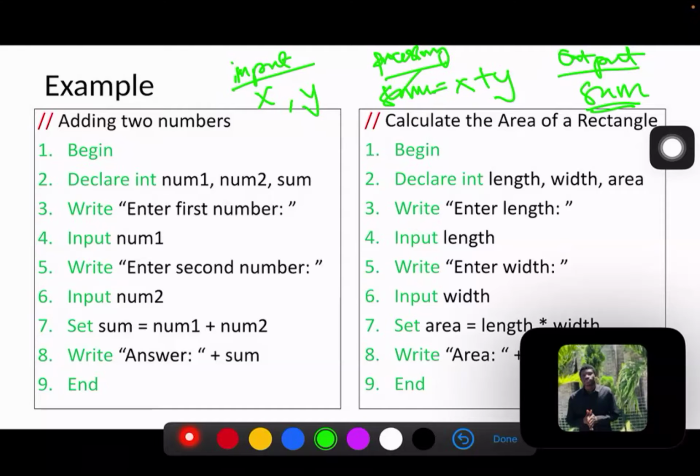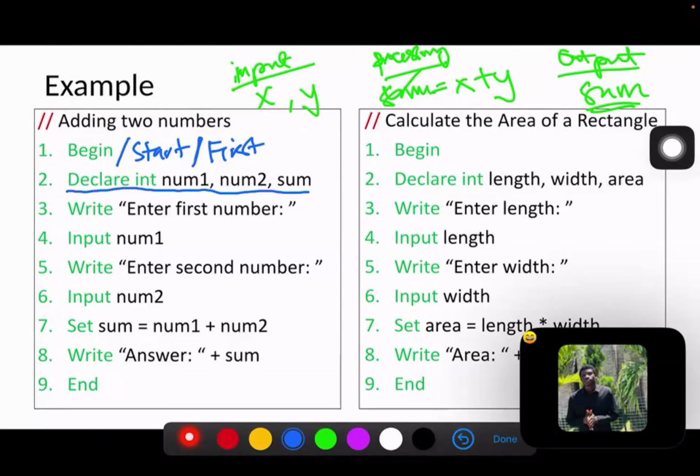So we see that our pseudocode begins with the first line, begin. Like I said earlier, you are allowed to use any synonym. Because this is pseudocode, there's no right or wrong. So you can say start, you can say begin, you can say first. You can use any word which is a synonym, but make sure you don't write a whole sentence or a whole paragraph. This is the beginning of the program. Then on the second line we declare the variables.